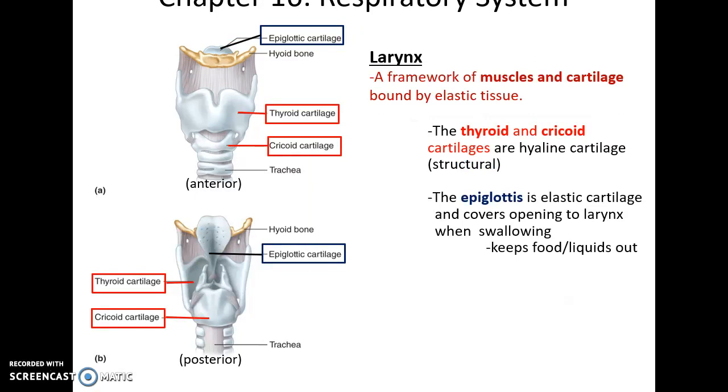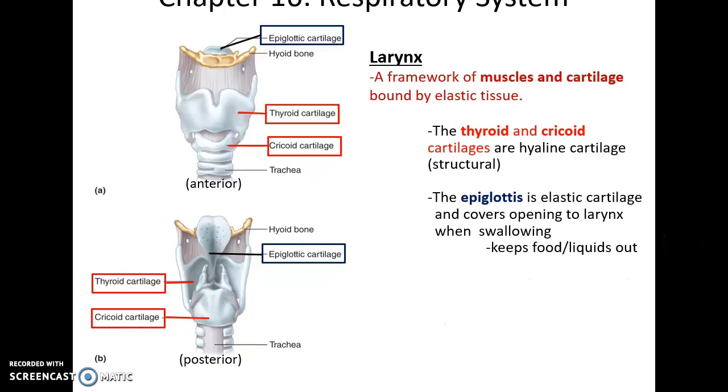The larynx is a framework of muscles and cartilage bound by elastic tissue. There is, of course, the hyoid bone, the elastic cartilage, epiglottic cartilage here and here that folds over the top of the larynx. The thyroid cartilage sticks out anteriorly, often called the Adam's apple. And the cricoid cartilage is the very inferior portion of the larynx.